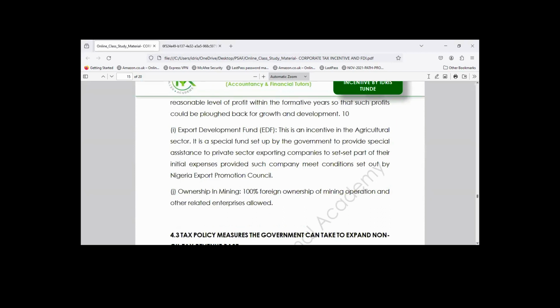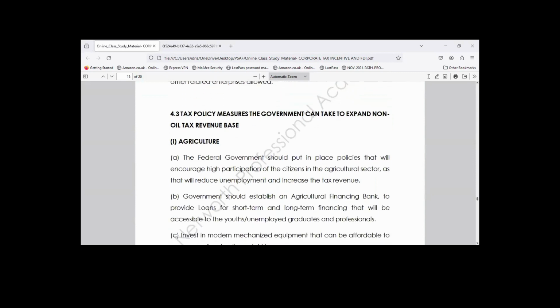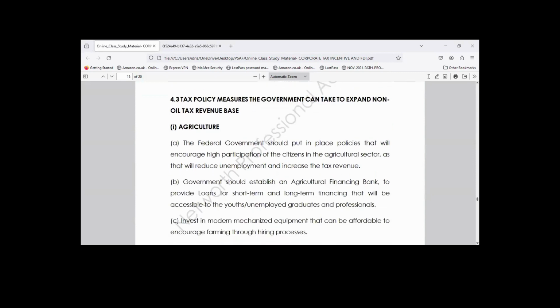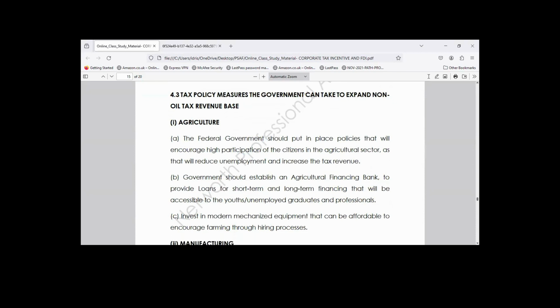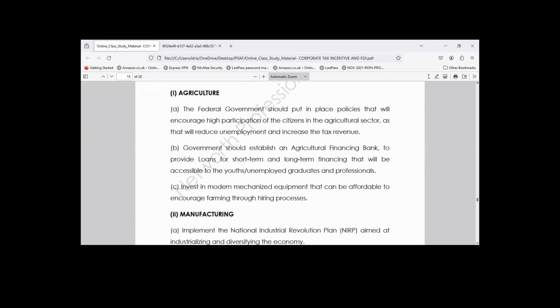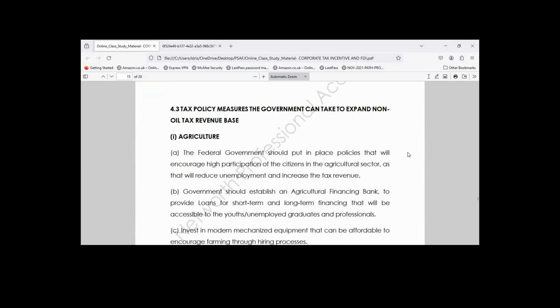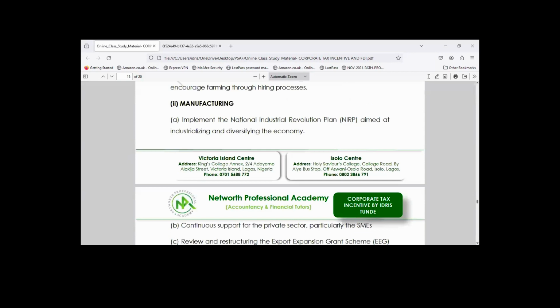Another thing that we should look at is tax policy measures the government can take to expand non-oil tax revenue. The measures that government can put in place to expand non-oil tax revenue. Non-oil. What policy measures can government put in place to expand non-oil tax revenue?